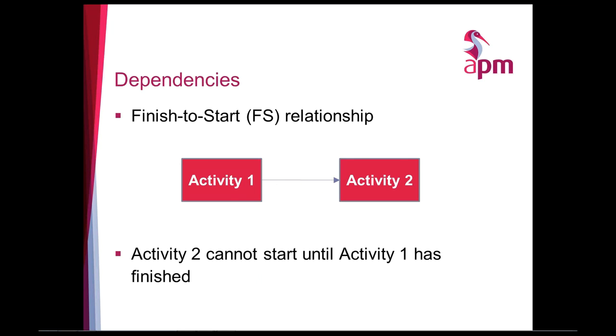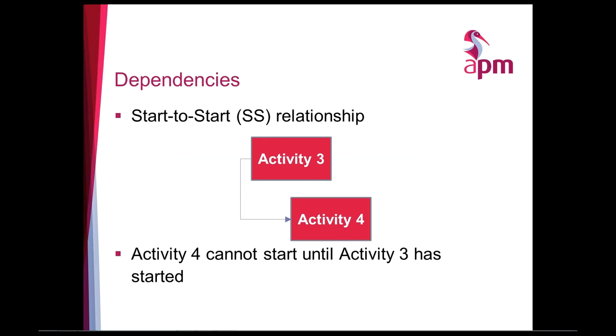I also want to talk about dependencies. Each activity has a relationship with its predecessor and its successor. So we have a number of dependencies, of which there's 4. The one on the screen at the moment is what we call the finish to start dependency, and this is the most common. What it's saying is activity 2 cannot start until activity 1 has finished. An example of that, going back to the work breakdown structure we used, is you cannot make a cup of tea until the kettle has boiled. So the kettle must boil first, and then you can make the cup of tea.